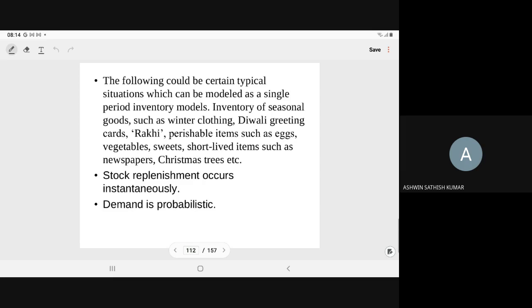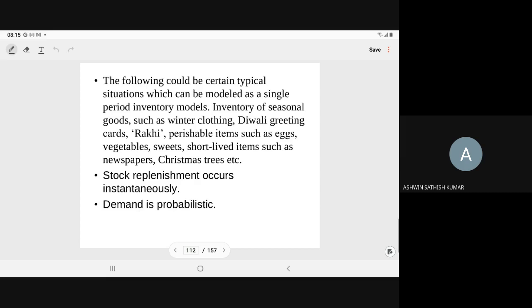Inventory of seasonal goods, right? Calendar, diary, rakhi, and all these things, such as winter clothes, are also seasonal commodities, seasonal items. Diwali greeting cards, rakhi, perishable items such as eggs. It means that egg has a limited life length. Vegetables, sweets, short-lived items such as newspaper, Christmas tree, etc.